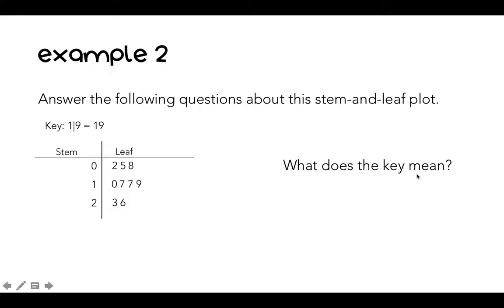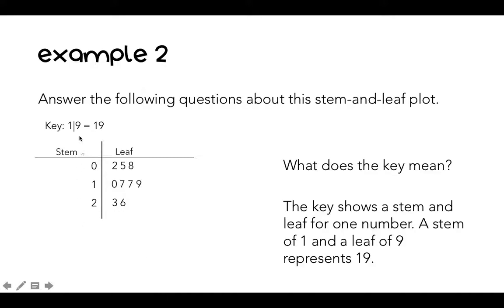So answer the following questions about this stem and leaf plot. What does the key mean? Okay, so have a look, pause it, and write down what does the key mean? Write in words. What does it represent? So the key shows a stem of 1 and a leaf of 9. So we know that the number here is 19.